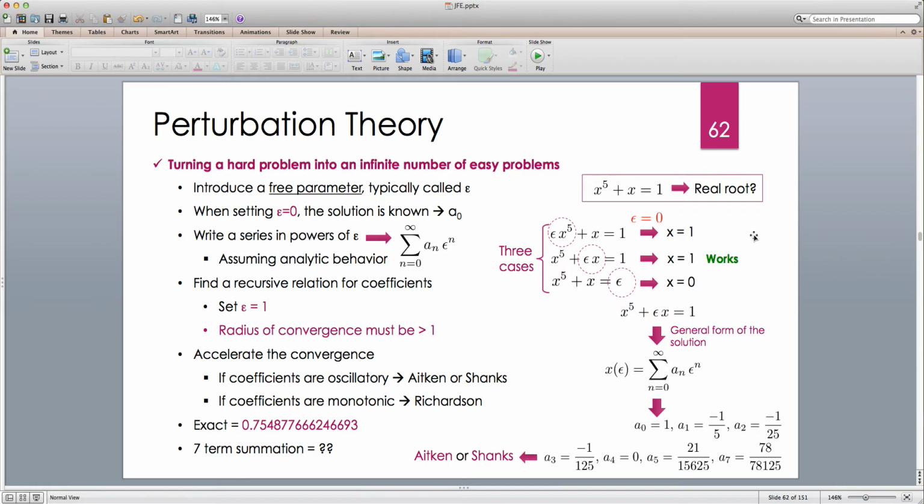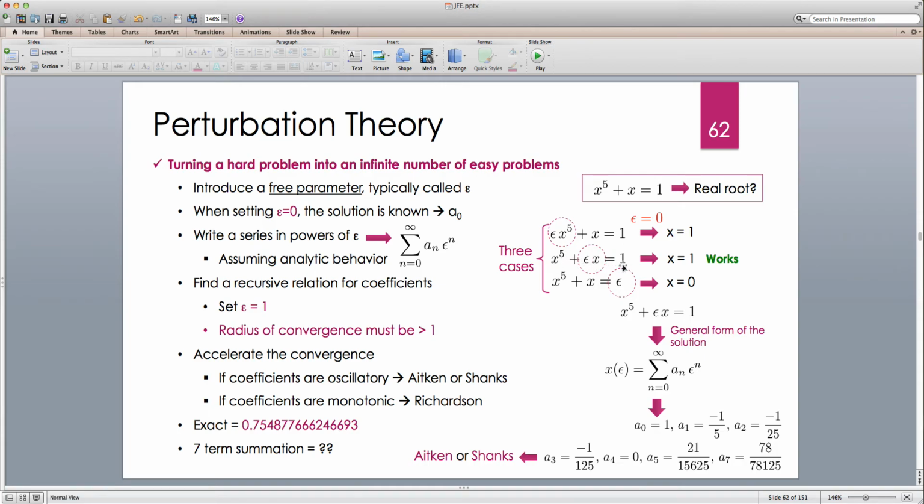Now let's try to solve this and find the root using perturbation theory. Perturbation theory says you introduce a new parameter epsilon in the equation. So I can put an epsilon here, epsilon times x to the 5th plus x equals 1, or introduce an epsilon here, x to the 5th plus epsilon x equals 1, or introduce the epsilon here, so x to the 5th plus x equals epsilon. Now it turns out the best case here is the second one. So introduce the epsilon at x. So let's look at that case, x to the 5th plus epsilon x equals 1.